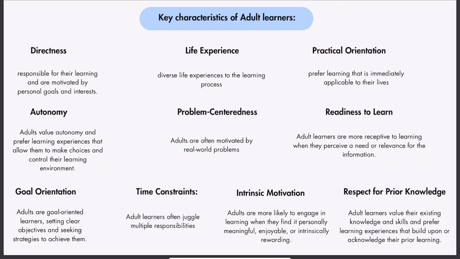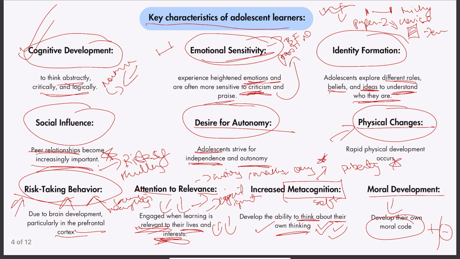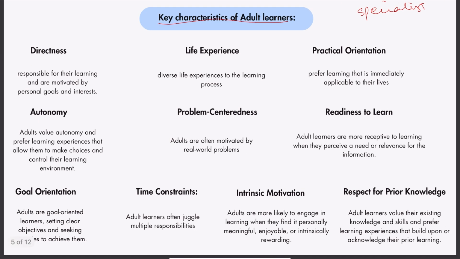Alright, now let's come to the key characteristics of adult learners. As adult learners, we seek to be specialists of a particular task. During school, it's more general. You learn about different subjects, you learn about a variety of topics, but as you grow older, you specialize in a particular topic. And most of our learning is based on our career aspirations. So, based on this, our characteristics are also like that.